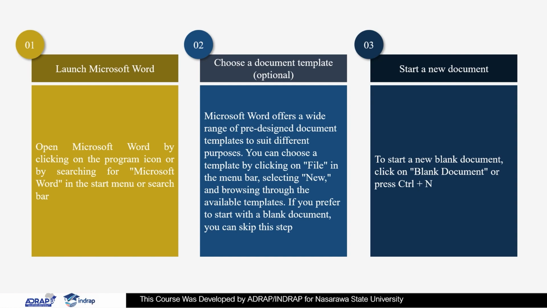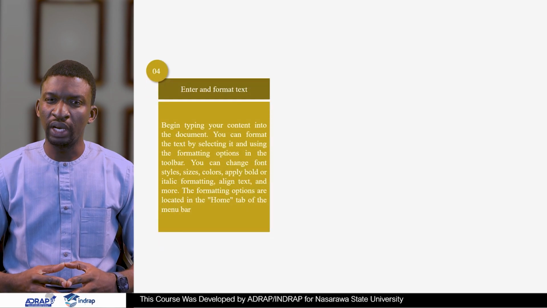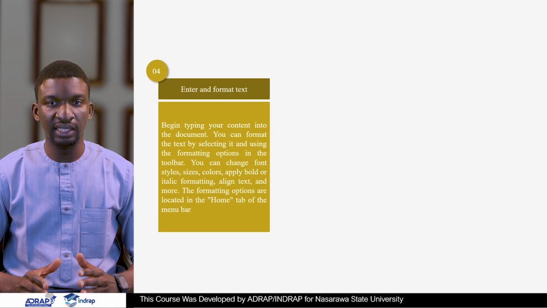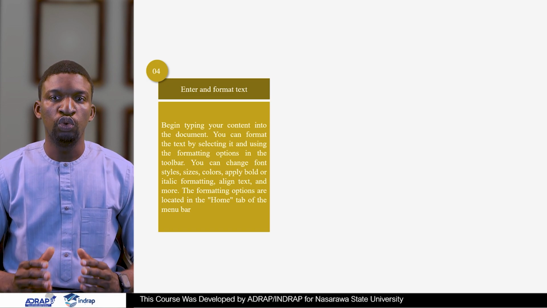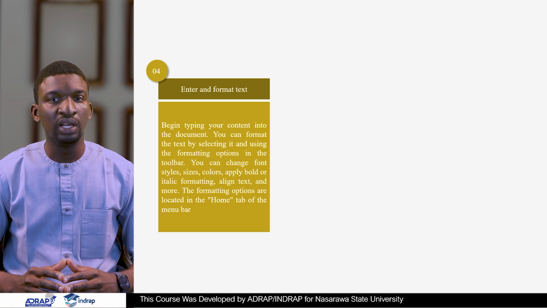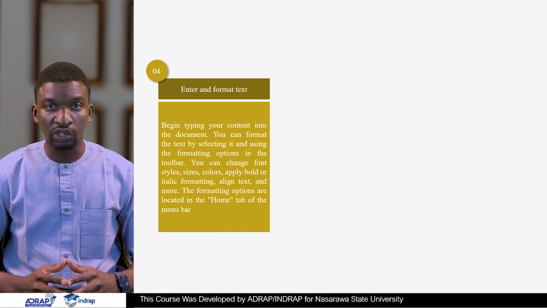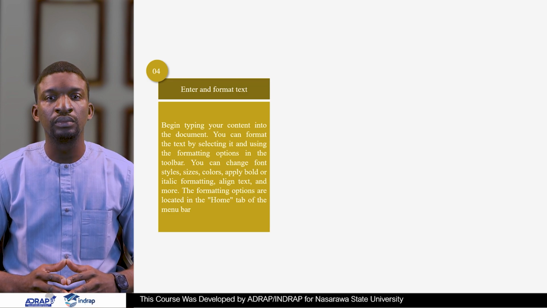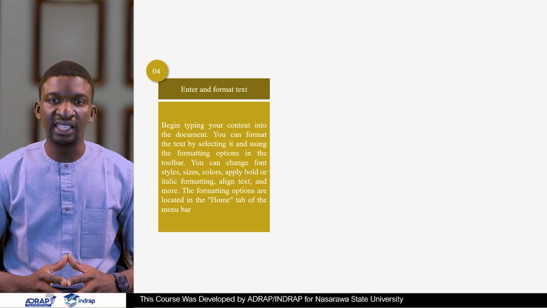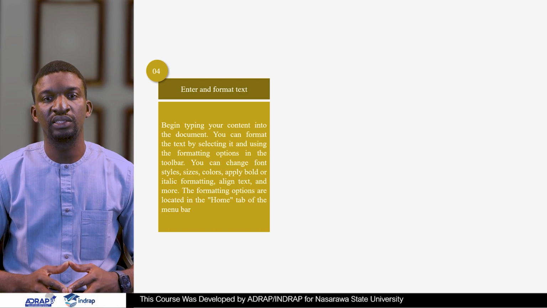Enter and format text. Begin typing your content into the document. You can format the text by selecting it and using the formatting options in the toolbar. You can change font styles, sizes, colors, apply bold or italic, align text, and much more. The formatting options are located in the Home tab of the menu bar.